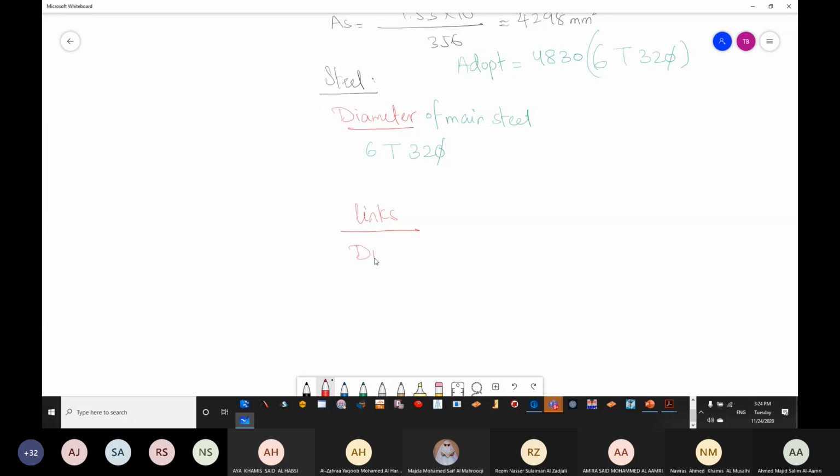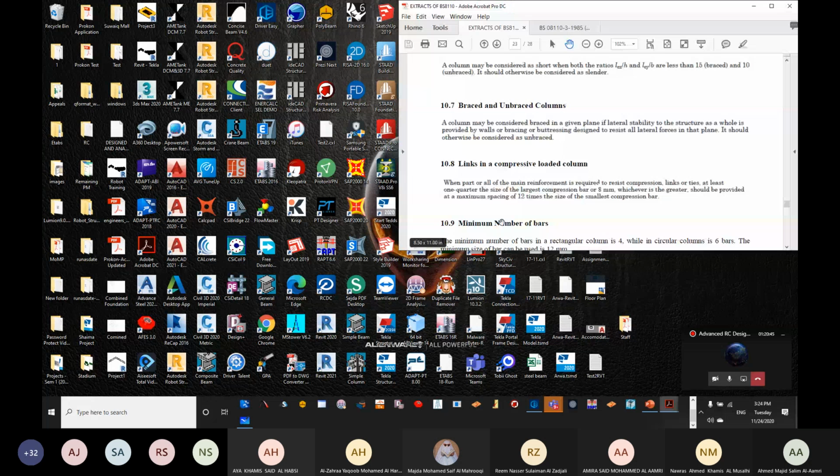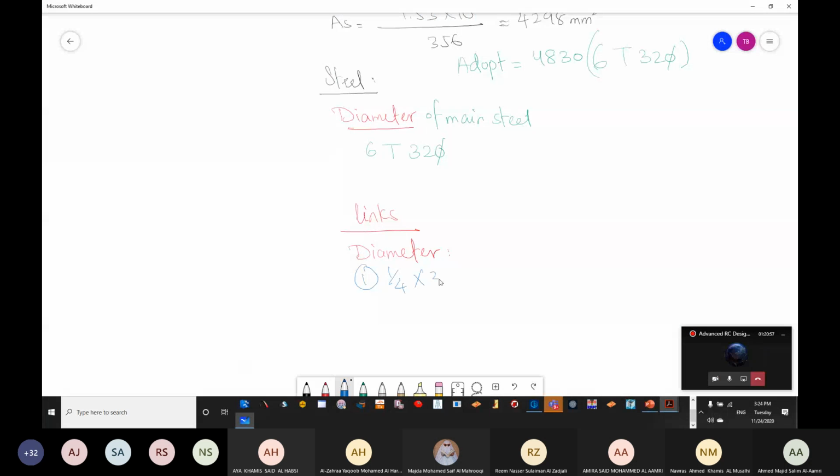Now, in case of the diameter, they told us you have two conditions. Condition number one, if you remember, it says 1/4 of the size of the largest compression bar, or 8 mm, whichever is the greater. Now my bar, whatever we have chosen, is 32. So 1/4 multiplied by 32 is 8 mm. The second option says 8 mm.